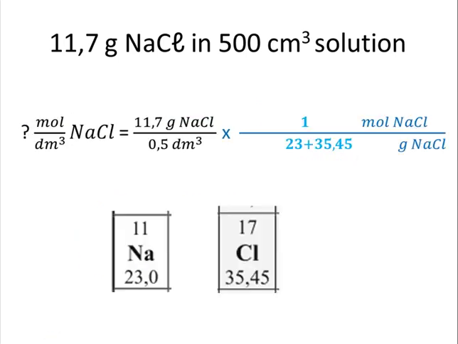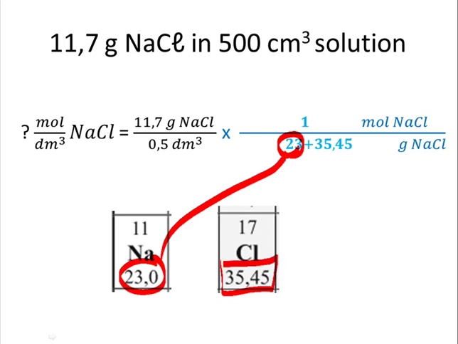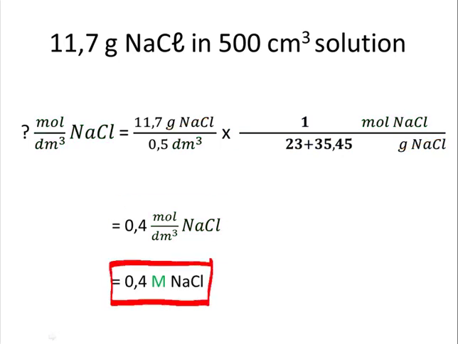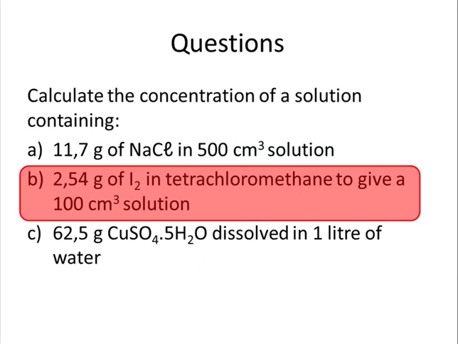So a mole of sodium chloride has a mass of 23 for the sodium plus 35,5 grams for the chlorine. We do this whole calculation and our answer is 0,4 mole per decimeter cubed, which can also be written as 0,4 molar. Capital M.